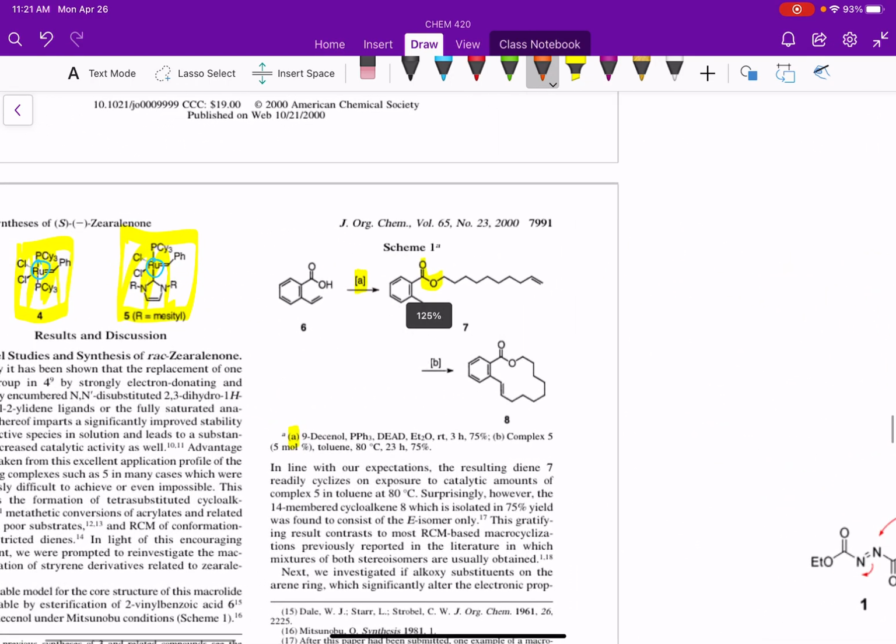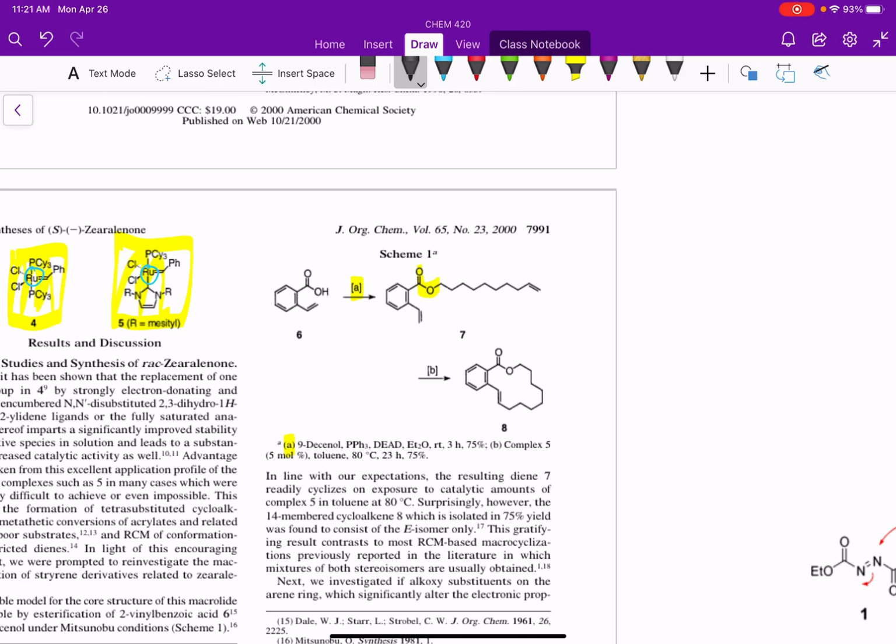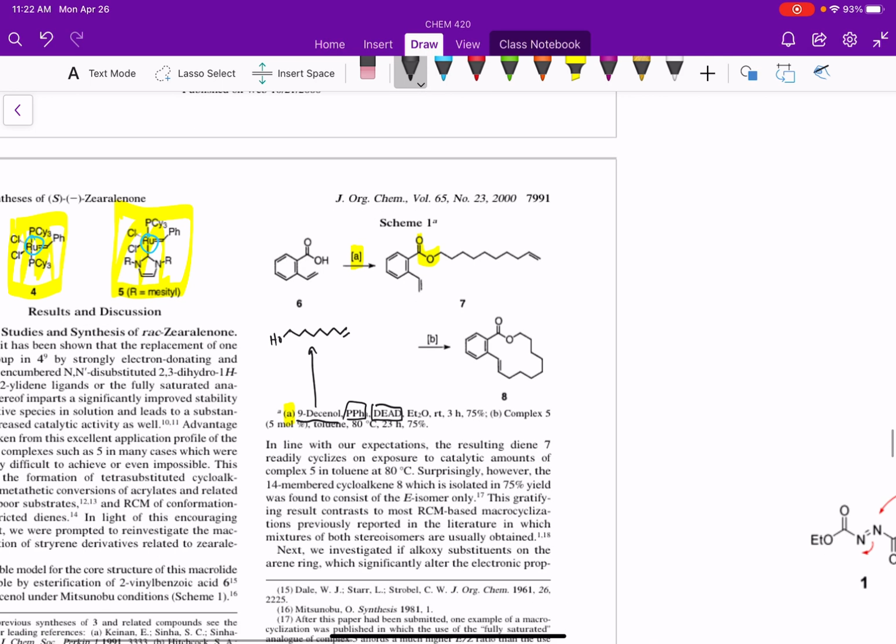If we go back to how they used the Mitsunobu reaction, they added triphenylphosphine, DEAD, and the alcohol, 9-decenol, which is an alcohol with 9 carbons, 1, 2, 3, 4, 5, 6, 7, 8, 9, and a double bond here. When they add that alcohol with triphenylphosphine and DEAD, you get the ester. Then they're looking at coupling these 2 alkenes together.